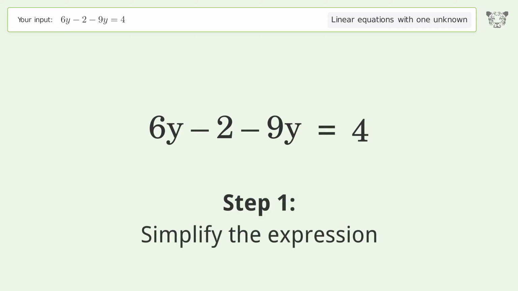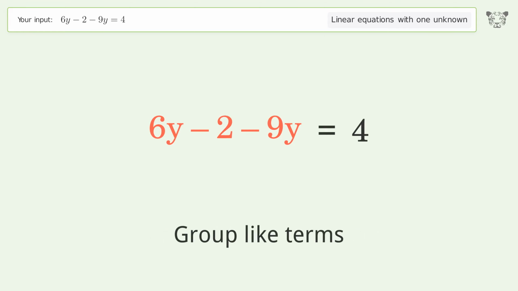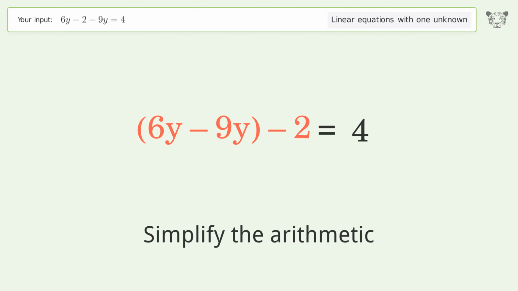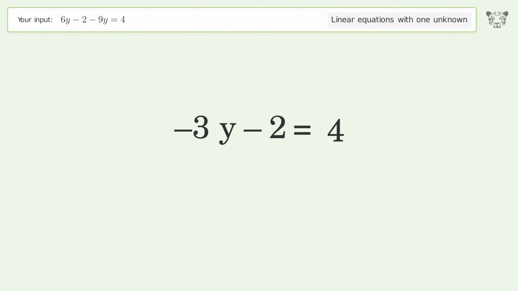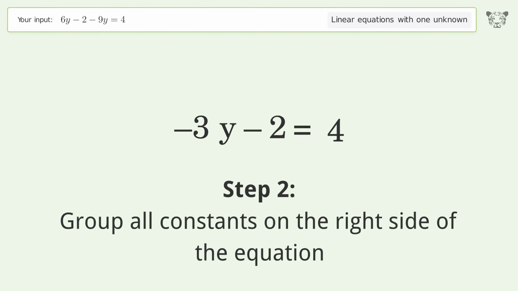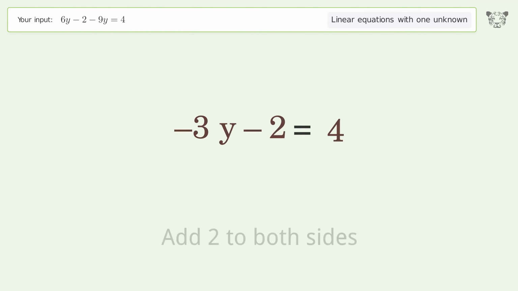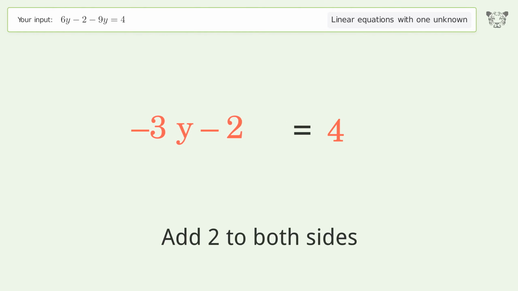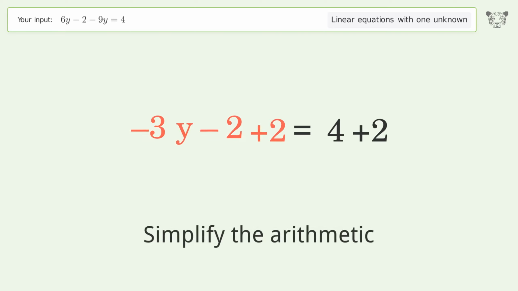Simplify the expression. Group like terms. Simplify the arithmetic. Group all constants on the right side of the equation. Add 2 to both sides. Simplify the arithmetic.